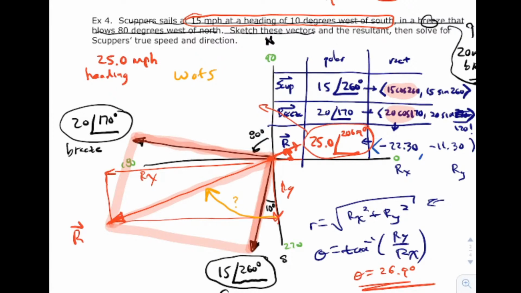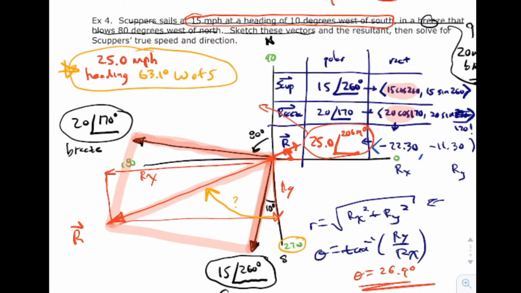Well, there's a couple of ways you could do it. One way is, you know, it's 270 to here. So you go 270 minus the 206.9. Maybe I'll just do it that way. 270 minus the 206.9 gives me 63.1. 63.1 degrees west of south. There's a beautiful answer right there.